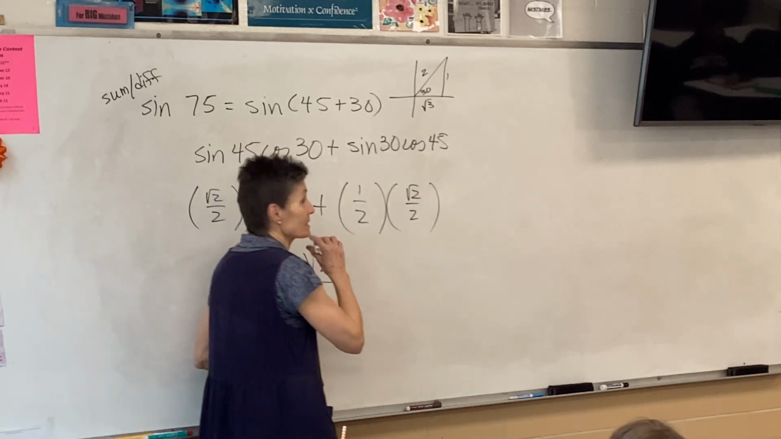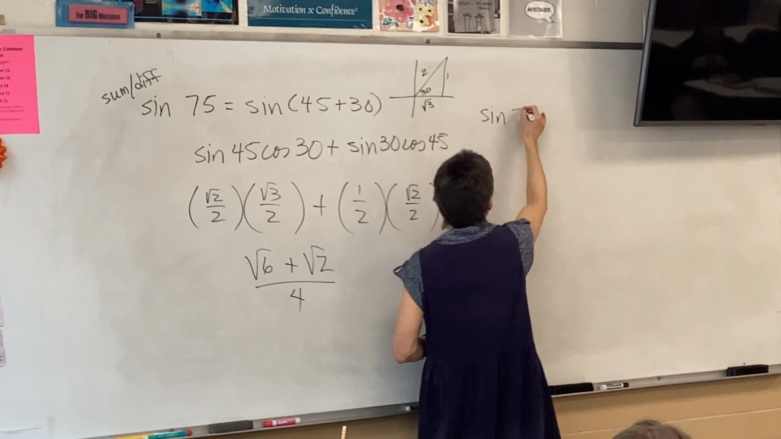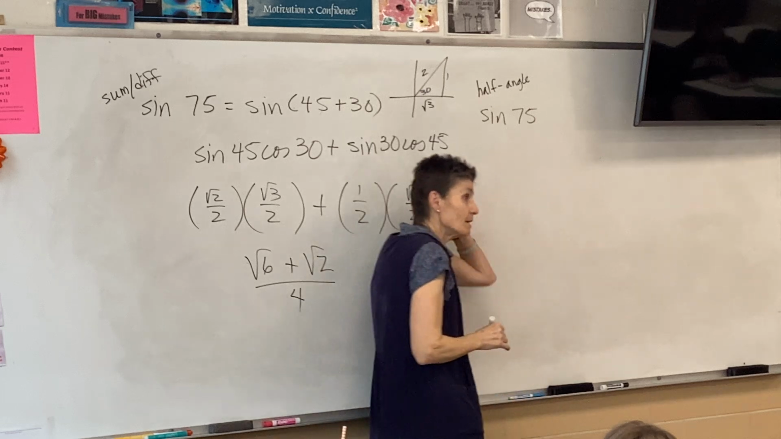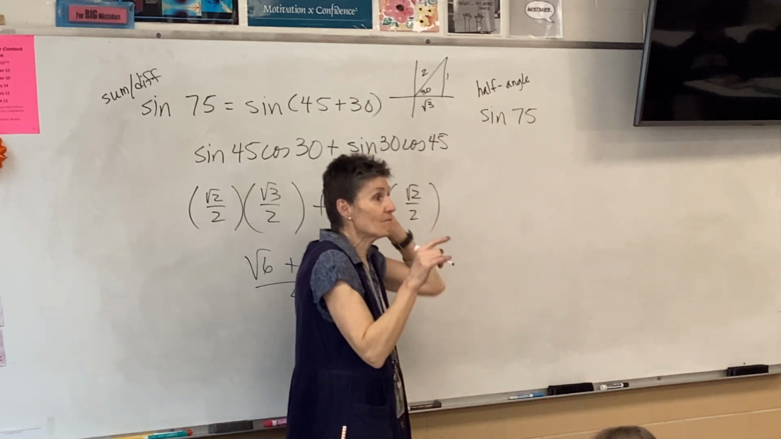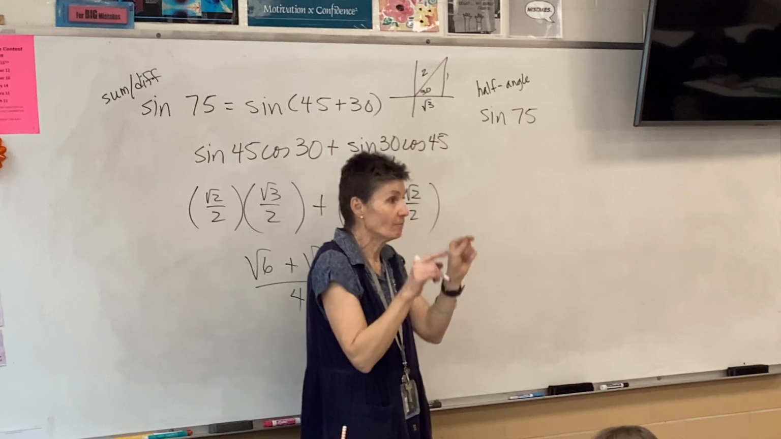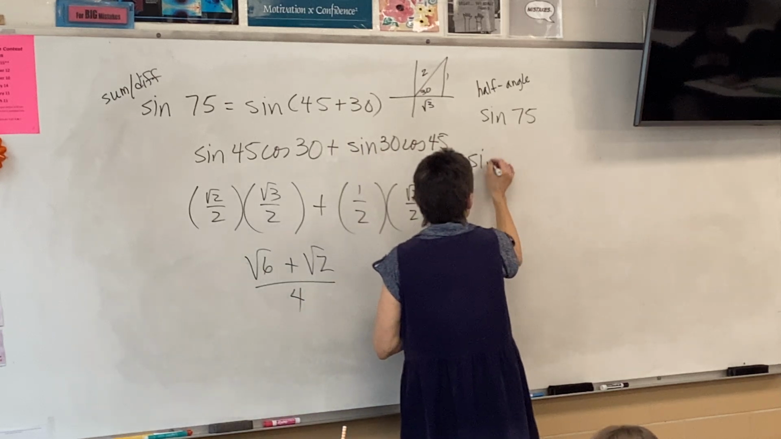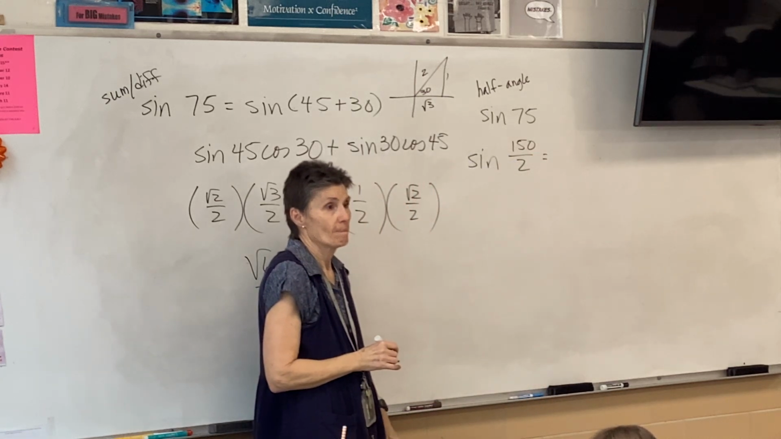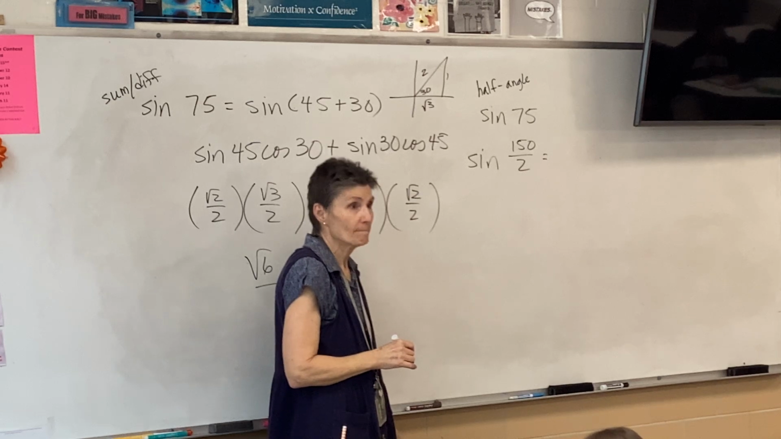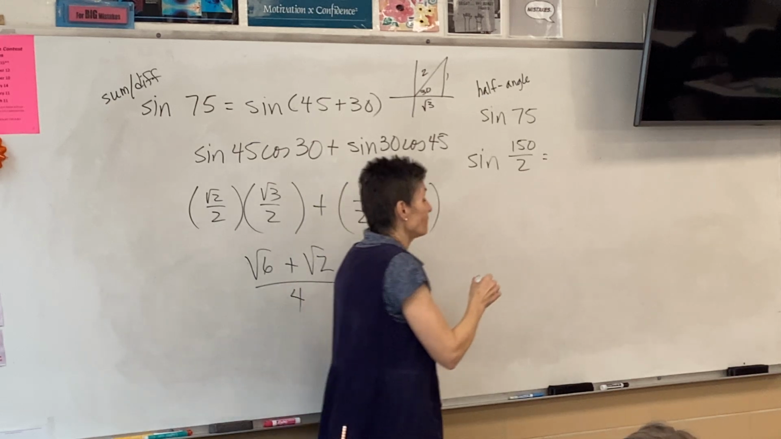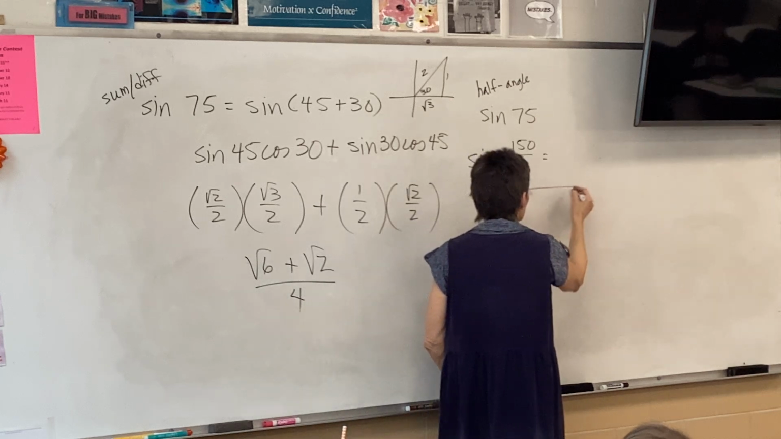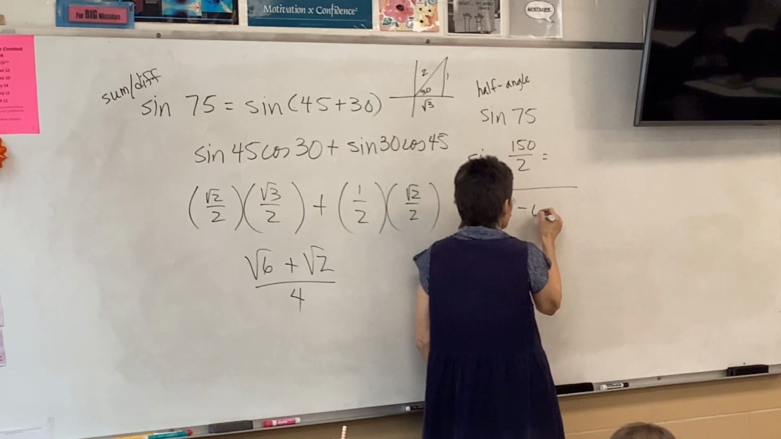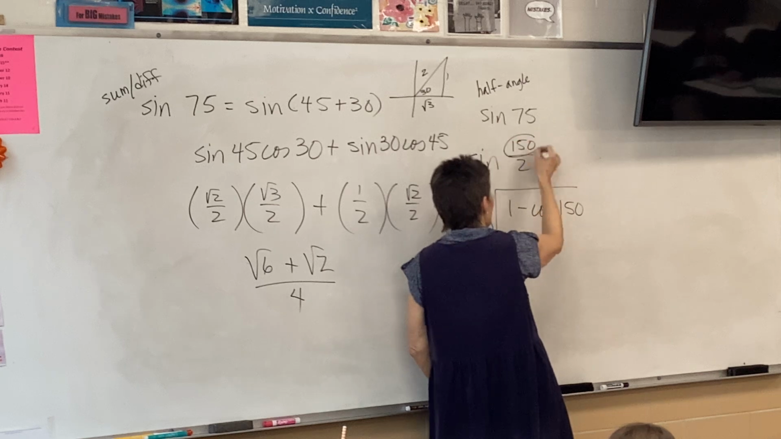All right, now we're gonna do the same problem. We're gonna find the sine of 75, but we're gonna use the half angle formula. 75 is half of 150. So we're gonna think of this as the sine of 150 over 2. We have a formula that says that's gonna be the square root of 1 minus cosine 150, this is your theta right here, over 2.